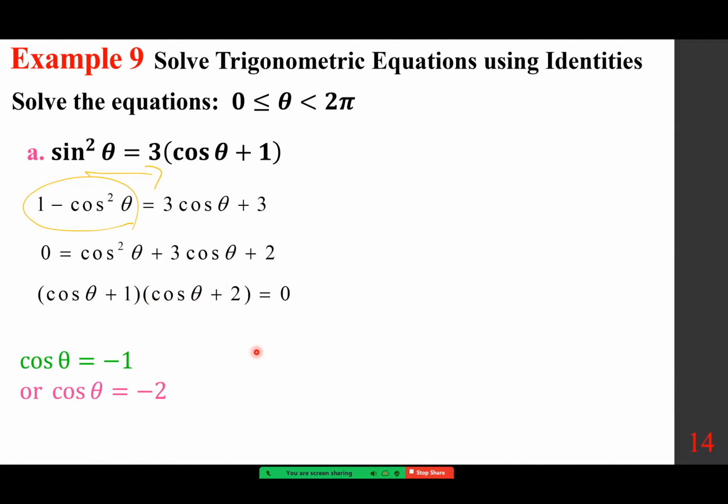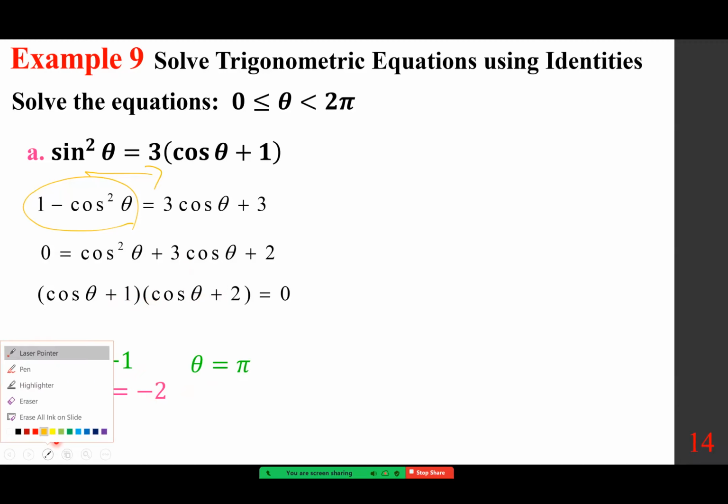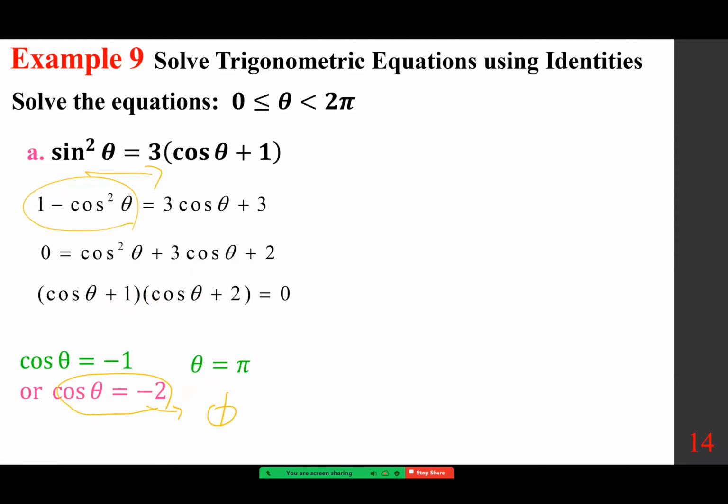-1, as you know, there's only one answer, pi. Cosine theta equals -2. I hope you know that it has no solutions. So the way we write it, we say this one has no solutions. This is phi, which represents an empty set. Because cosine is between -1 and 1, there is no solution here. So this equation has only one solution from 0 to 2 pi, namely pi.